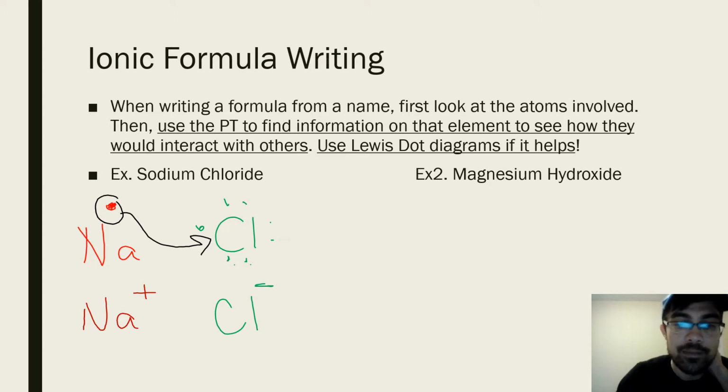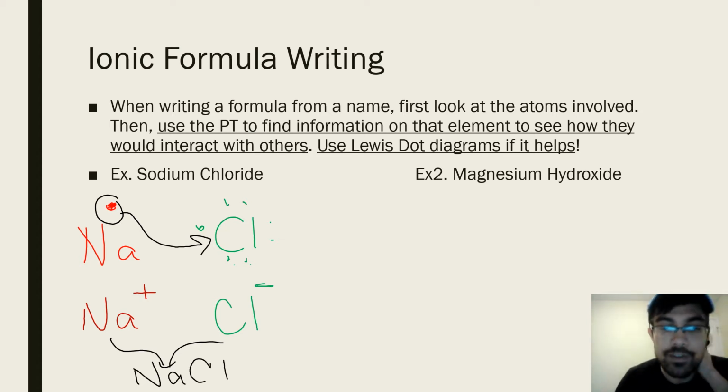And so when they come together, they're quite happy together. They're in a 1-to-1 ratio. They complete each other quite nicely. And so you would have NaCl. And you only have one of each. So if you remember, you don't usually write the subscript if there's only one. It's kind of just assumed. So these ones, they work out nicely together.